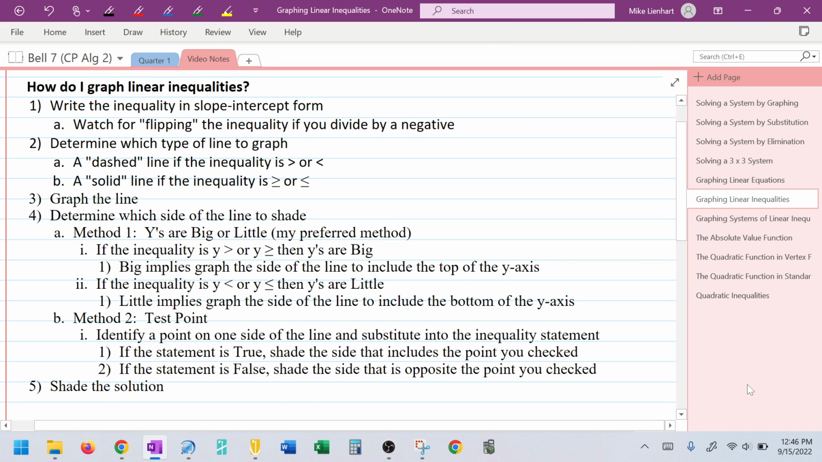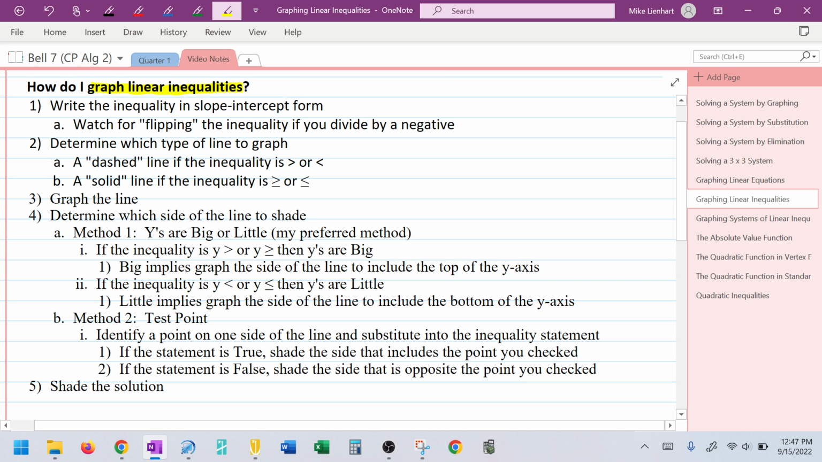This video is about graphing what are known as linear inequalities. So how do I graph a linear inequality? Well, the first thing you have to be able to do is graph a line. So the first thing I want to do, therefore, is write the inequality in slope-intercept form.